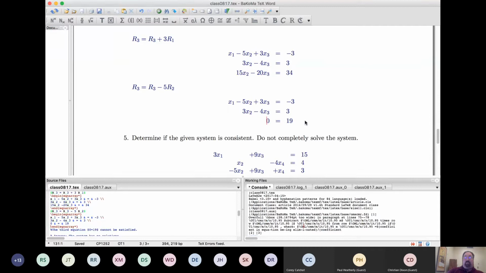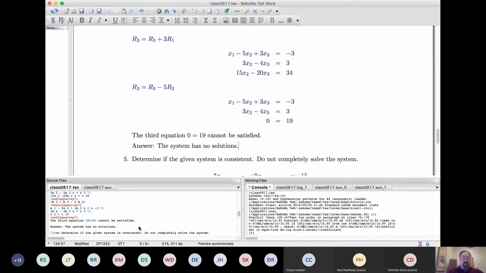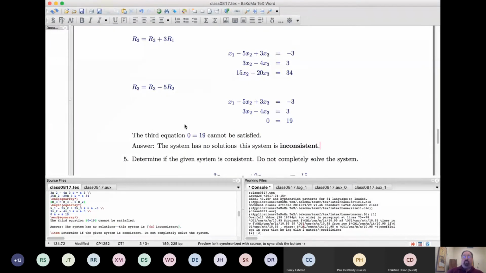But now we have a problem, because the solution of this system is the same as the solution of the original system, but we have this equation here. 0 equals 19. That cannot be solved. So this whole system of equations does not have a solution. So another way of putting it is inconsistent system of equations.